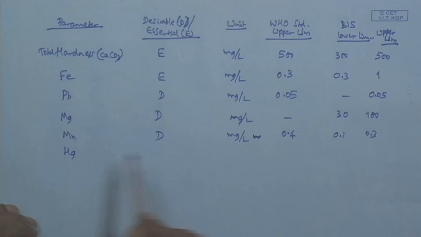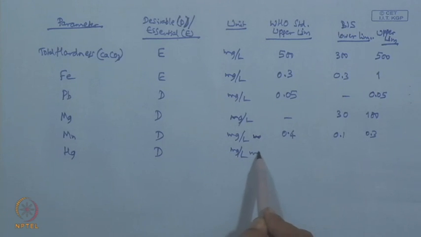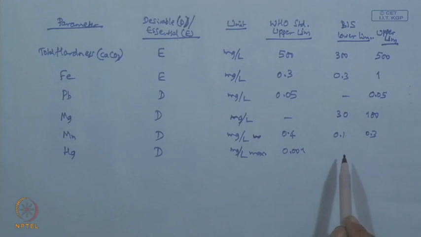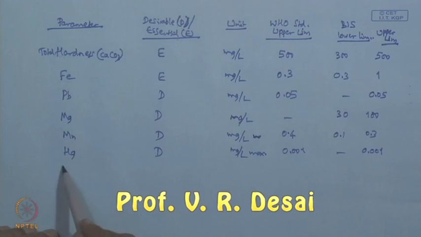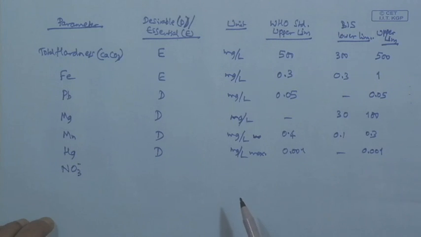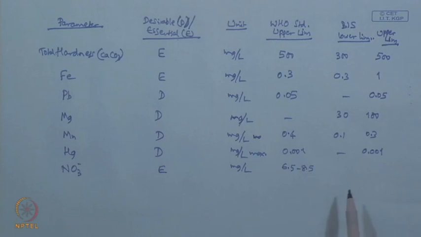Next is mercury. It is also considered poisonous, but however it is listed. And here this is mg per liter max, and this one is 0.001, and here this is the same. Next is nitrate. It is essential, then 6.5 to 8.5 mg per liter, and here it is 6.5 and then 9.2.